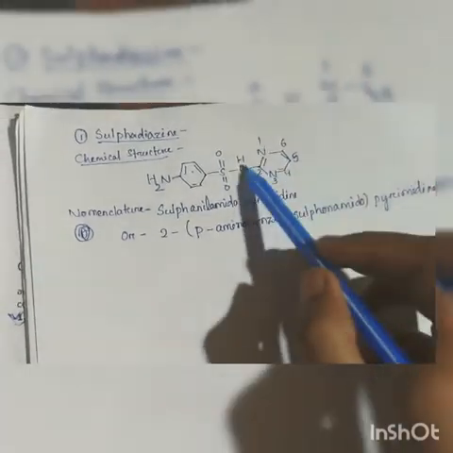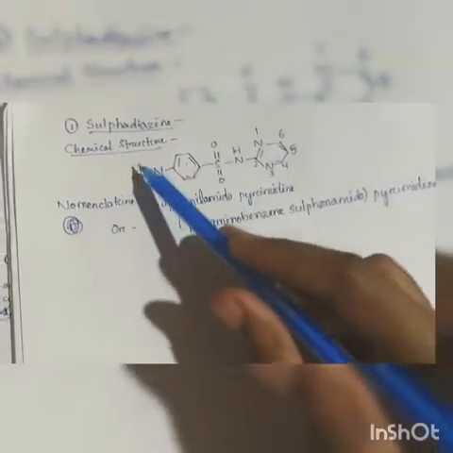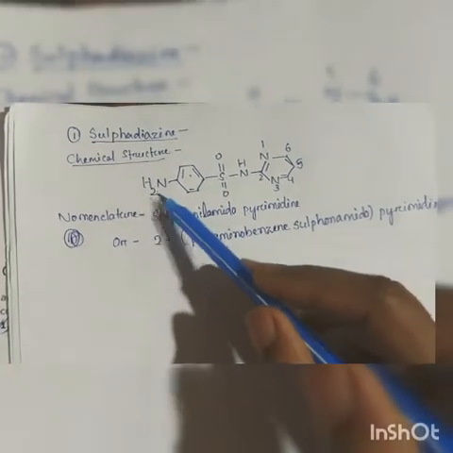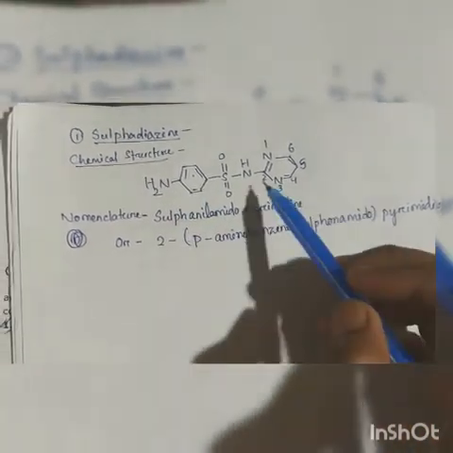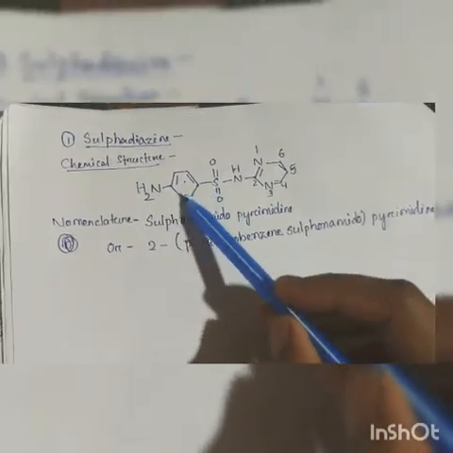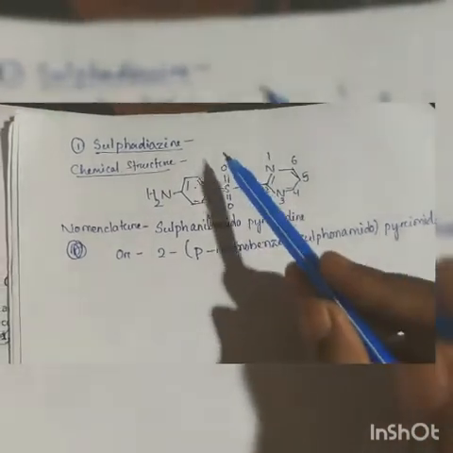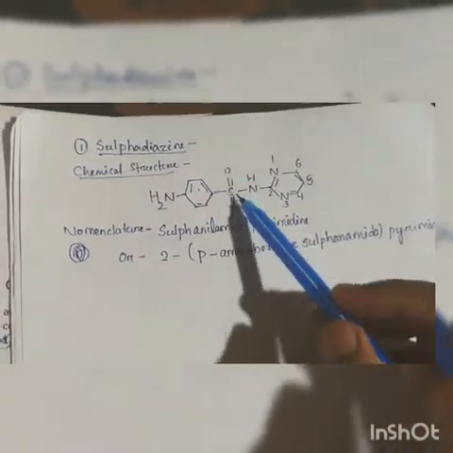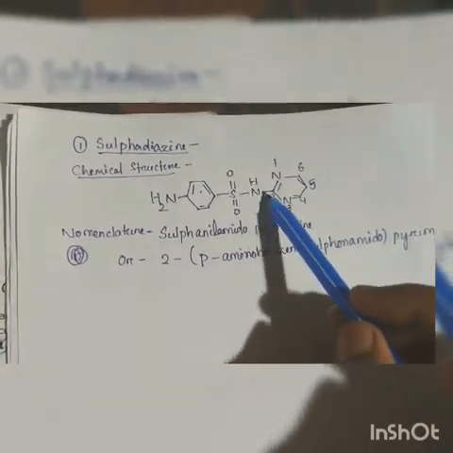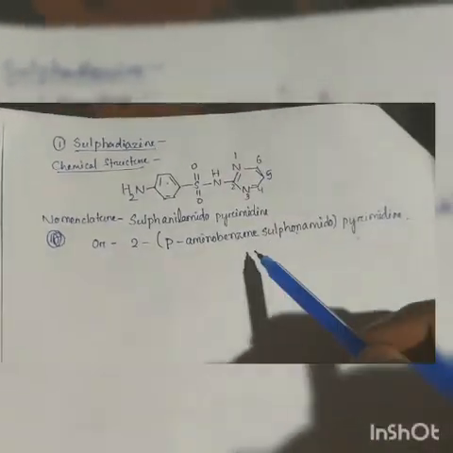Diazine. Then the chemical structure comes. Previously I discussed this pyrimidine ring, with nitrogen at positions 1 and 3. So at the 2 position this is your attachment or substituent. How can we name it? The 2 position has the attachment, so 2 is written. Next NH2 at the para position of the benzene ring, so para-amino benzene. Then S double bond O, so SO2 is sulfone, and NH2 is amido. So sulfonamido. Then pyrimidine, that is one naming.